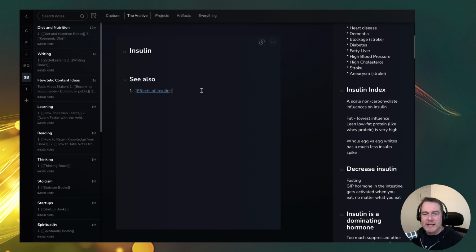So the insulin index is an interesting one. What is the insulin index? This is a scale of how non-carbohydrate foods, I guess, influence and cause a spike in insulin production, or insulin in the bloodstream. I'm guessing that's what it is. Okay.